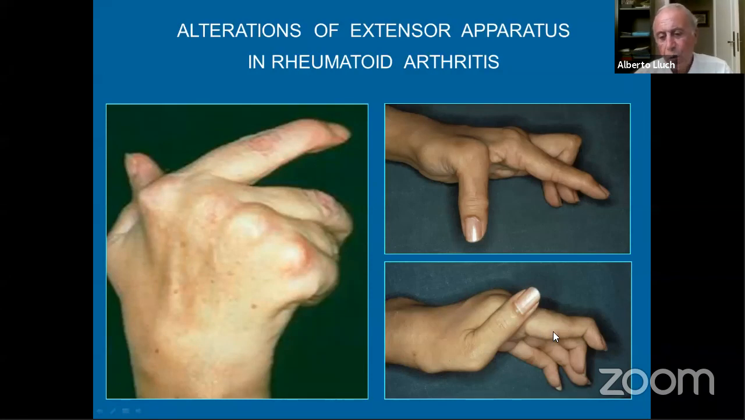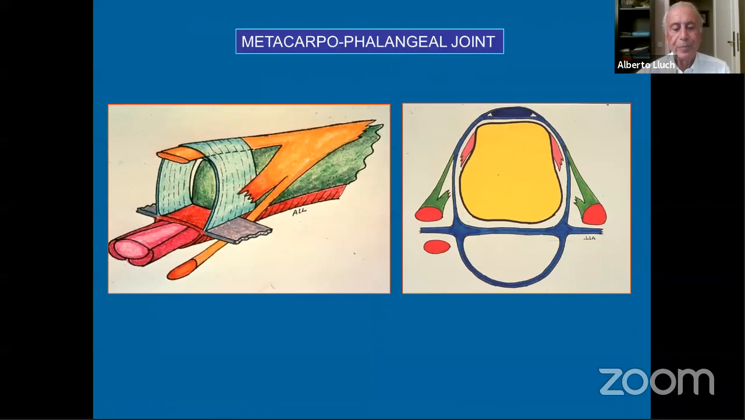And this is a little bit more difficult to understand because all the deformities occur not suddenly, like in an accident, but they appear very slowly, and they're imperceptible to the patient or even to the doctor. We'll start at the metacarpophalangeal joint.